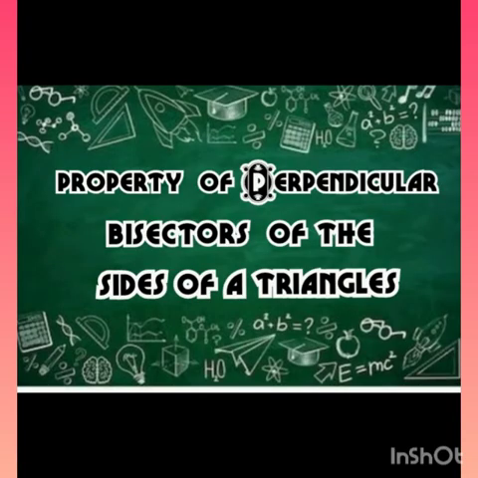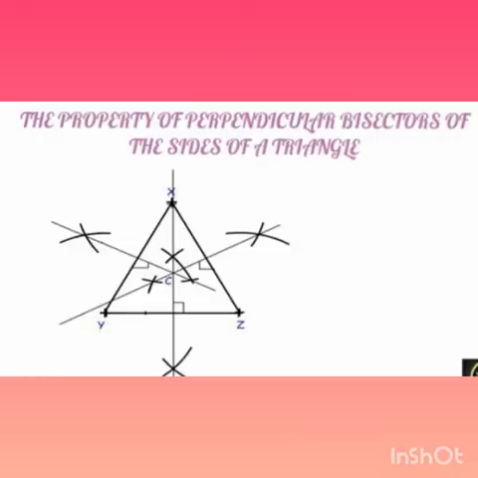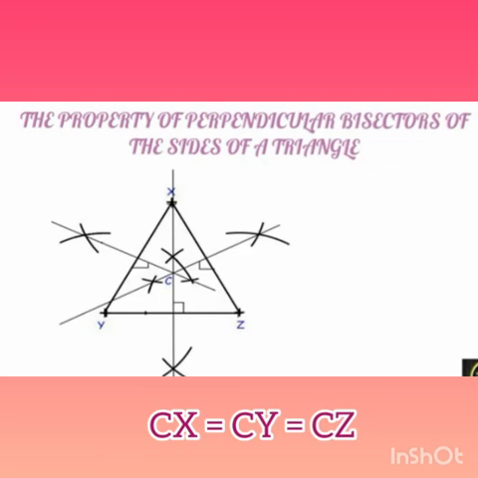Now we will learn about the property of perpendicular bisectors of the sides of a triangle. Use a ruler to draw an acute angle triangle and an obtuse angle triangle. Draw the perpendicular bisector of each side of the two triangles. Note the perpendicular bisectors of the sides are concurrent. Name their point of concurrence C and measure the distance between C and the vertices of the triangle. Note CX is equal to CY and CY is equal to CZ. Understood, my dear students?